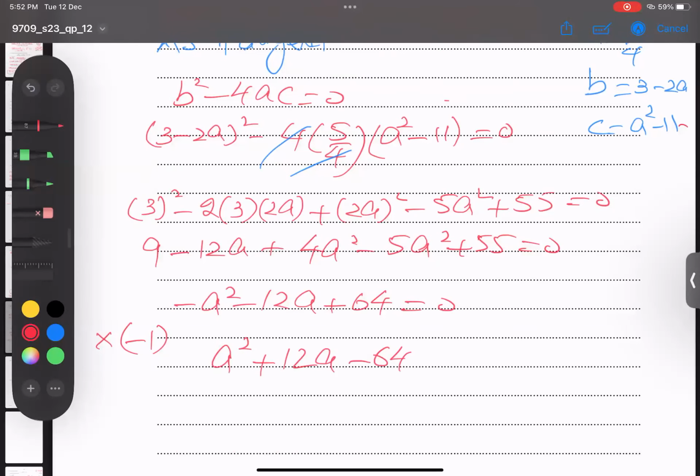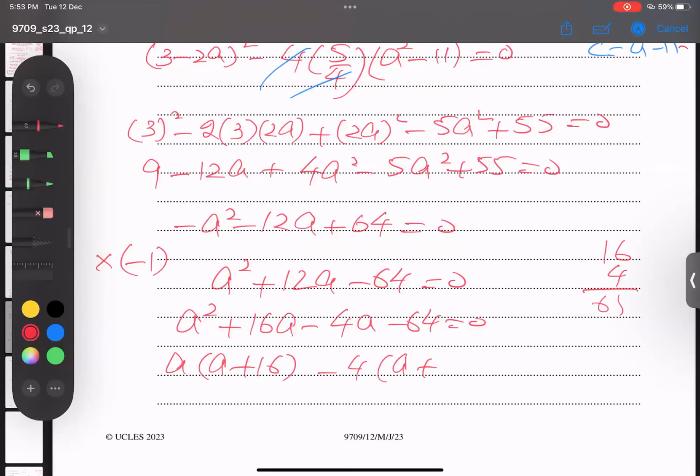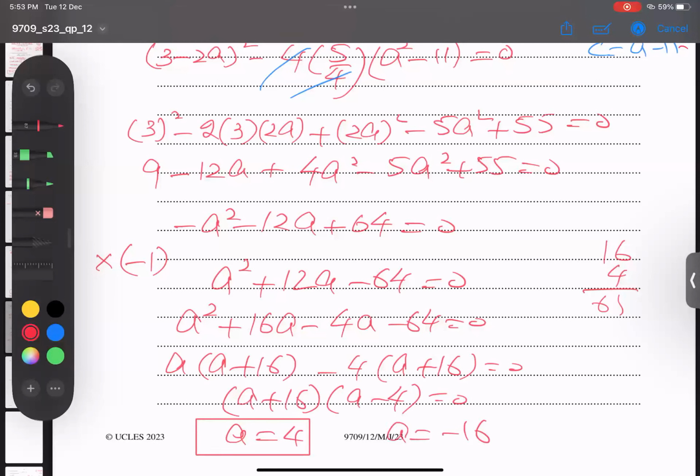So you can keep it as it is or multiply by minus 1: a squared positive, this 12a becomes positive, 64 negative. So 64, what factors? 16, 4 or 64, okay? And if you subtract them, you get 12. So I think we are doing correct. 16a, negative 4a, and negative 64 equals 0. From here, a common, I get a 16, negative 4 common, I get a plus 16. So (a plus 16) and (a minus 4) equals 0. And I got two answers, 1 is 4, done. And the second answer, I'm getting negative 16, done.